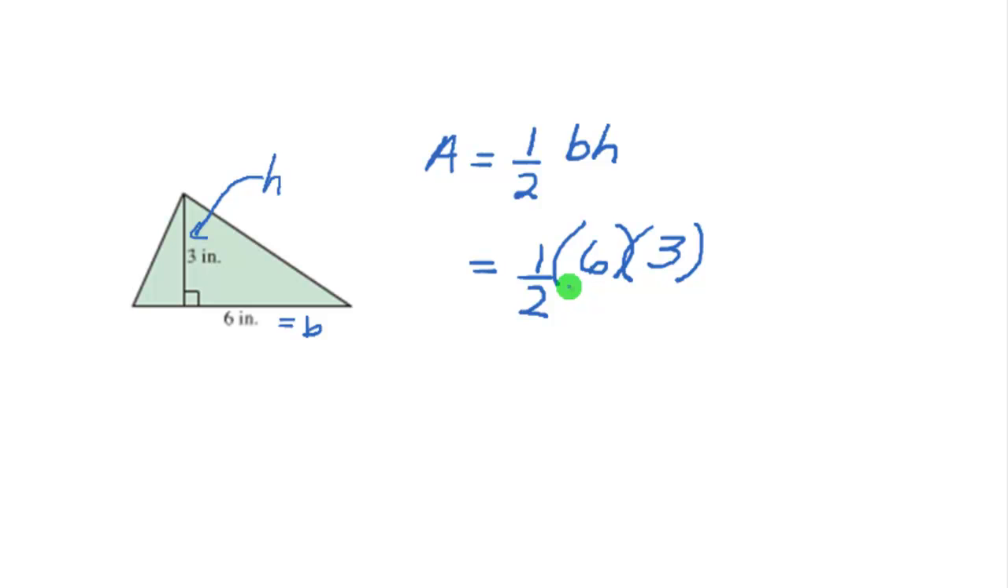Now we can do some reducing here because, as you know, 6 and 2 have a 2 in common. So we are going to reduce, and you know 1/2 of 6 is 3. And 3 times 3 is 9. And again, our units are square inches.